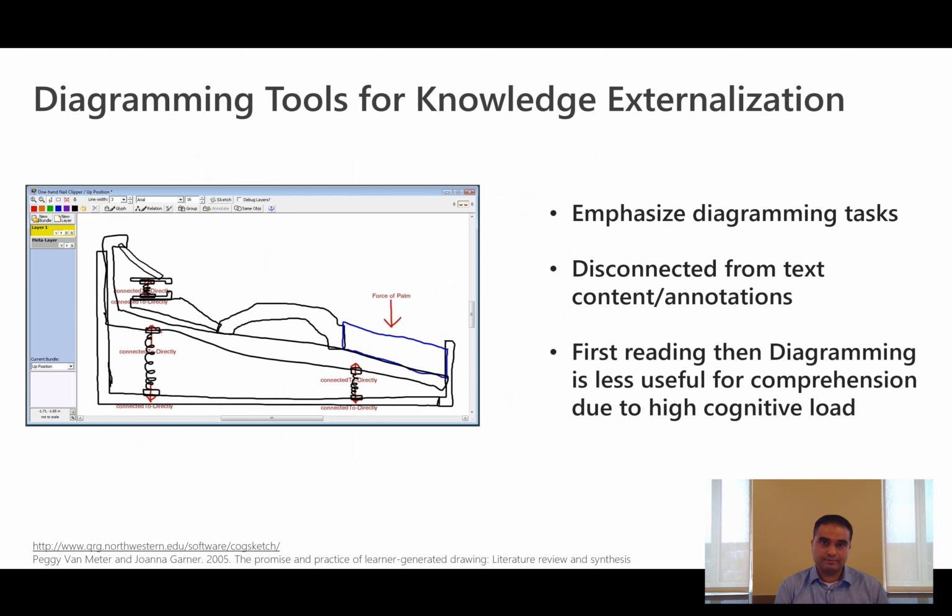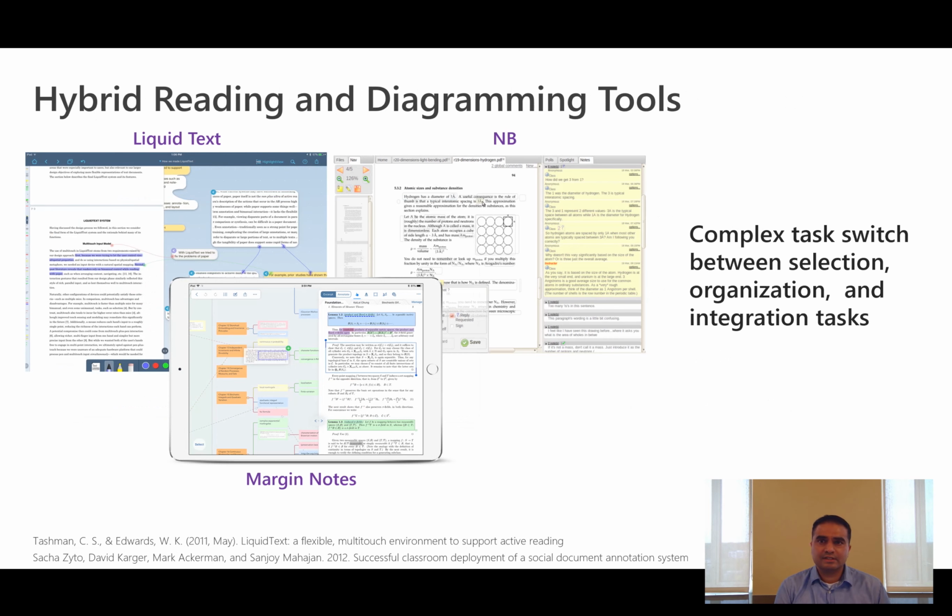In fact, studies have shown that while diagramming is useful for comprehension, the effort required to make diagrams often outweigh its benefits. Tools such as liquid text and margin notes support both text and canvas as a side-by-side layout, but the different levels of representations are still largely disconnected. Ideally, reading tools should allow low-level representations to be merged upwards to build integrated mental models.